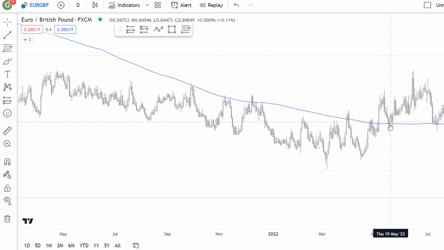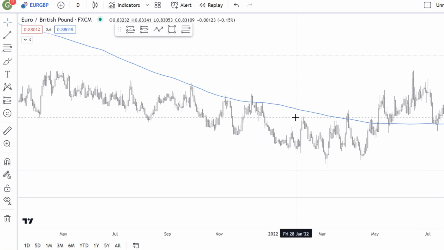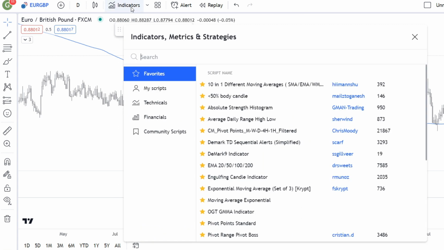Over here we see that it goes down, it makes a pullback, and again it respects this 200 simple moving average and it goes to the upside. So yeah, it can also be used as a resistance and a support level. One thing to keep in mind is that there are different types of moving averages, such as the simple moving average, as I showed over here. We have also the exponential moving average and weighted moving average. Each has its own strengths and weaknesses, so it's important to experiment and find the one that works best for you. Let me show you over here.